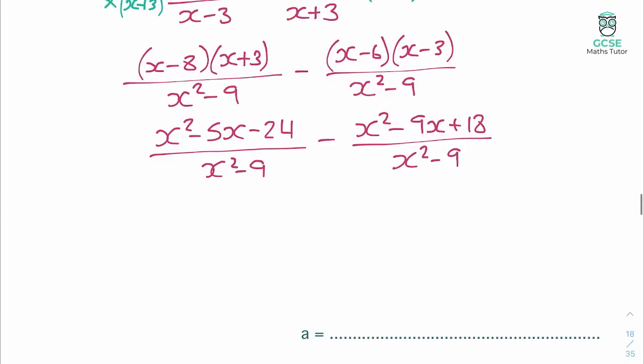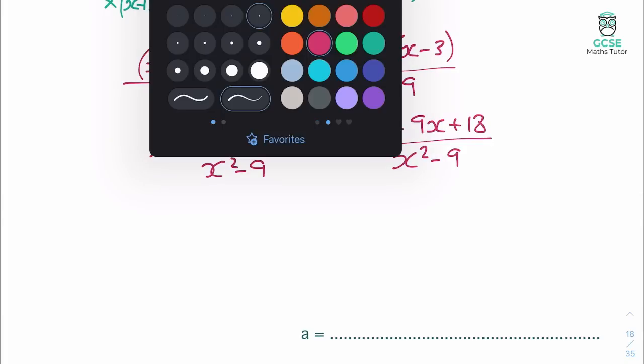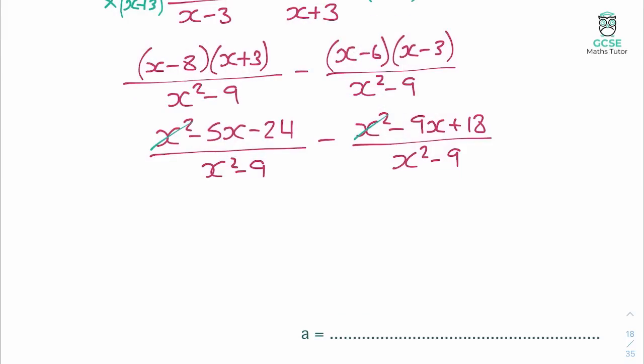Again, I've got to be very careful because I've got a takeaway. So I've got x squared take away x squared. So that's going to disappear, effectively just cancelling those out. We also have negative 5x take away negative 9x. So be careful with that. Negative 5x take away negative 9x. That's going to add 9x. So negative 5x add 9x would be 4x. We have negative 24 take away 18, take away positive 18. So negative 24 take away 18 is minus 42, and that's all over x squared minus 9.